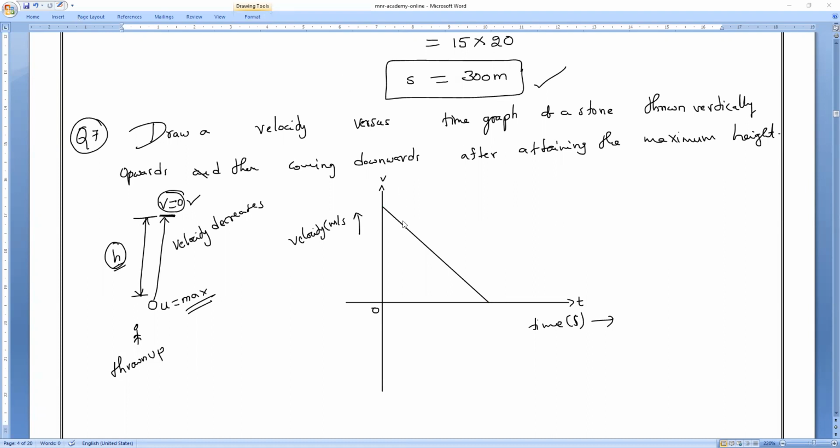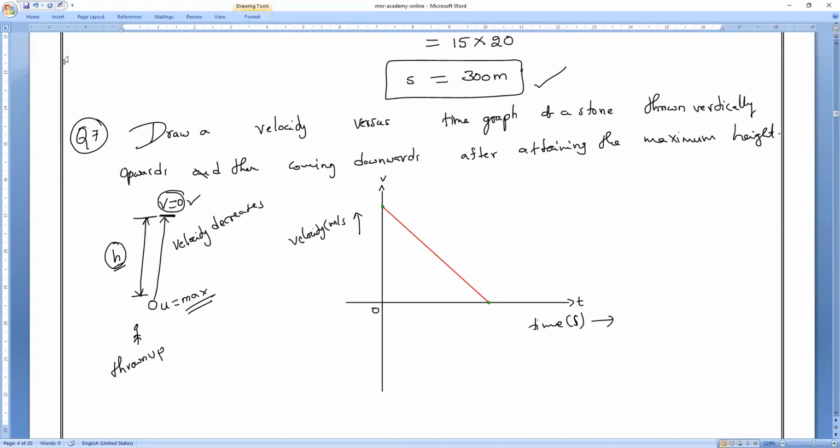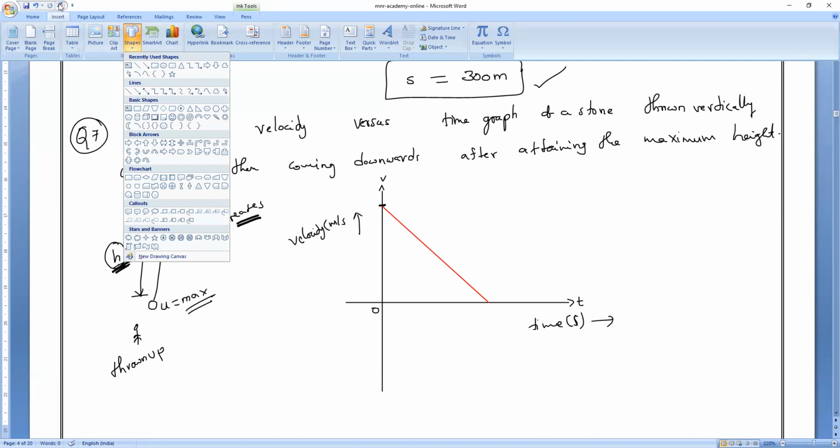Clear? If your ball is thrown upward, its initial velocity is maximum. And as time increases, if it is going in the upward direction, the velocity keeps on decreasing. So finally, after a certain height, the velocity becomes 0. Is it okay? Yes, sir. Understood? Any doubt, you can ask me.